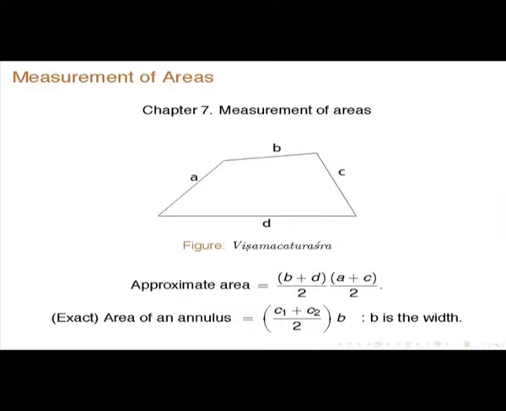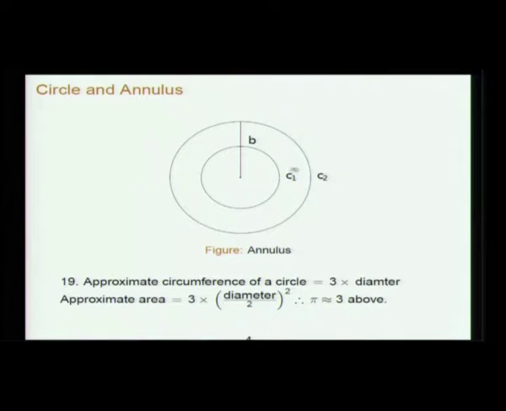he gives, as annulus means, you know, this is the region between the two circles, between the circumferences of the circle. So, C1 and C2 are the circumferences. Then the area is given as C1 plus C2 divided by 2 into B. One can check that this is exactly correct.